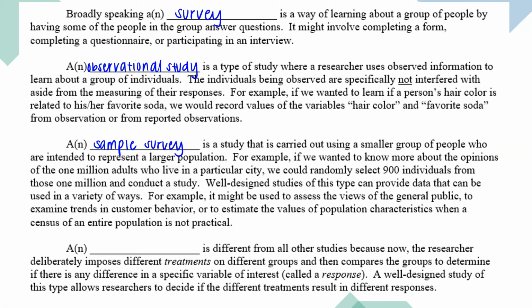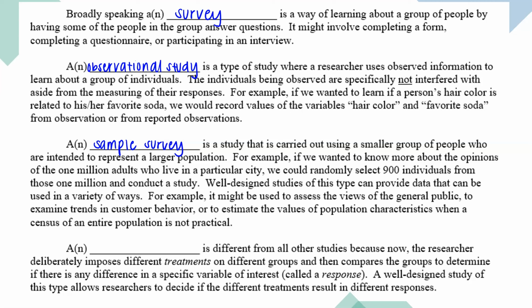A sample survey is a study that is carried out using a smaller group of people who are intended to represent a larger population. For example, if we wanted to know more about the opinions of the 1 million adults who live in a particular city, we could randomly select 900 individuals from those 1 million and conduct a study.